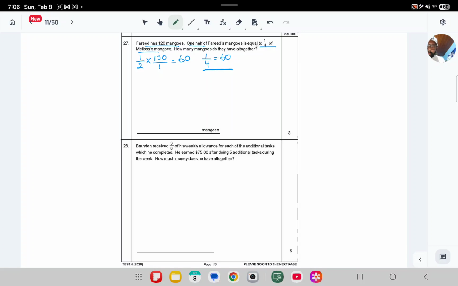So 1/4 of Melissa's mangoes is equal to 60. To calculate Melissa's total, we know a fraction and the quantity, so we take the quantity and multiply it by the invert of the fraction, and that will give us 240 mangoes. So Melissa has a total of 240 mangoes. The question asks how many you have all together, so we need to add. It will be 240 add 120, and that will give us 360 mangoes.